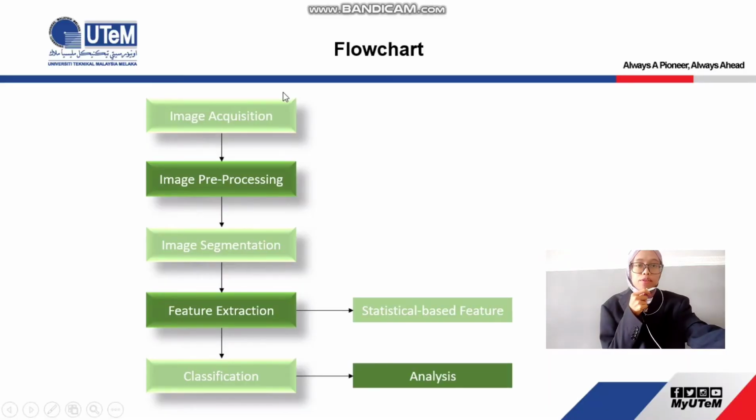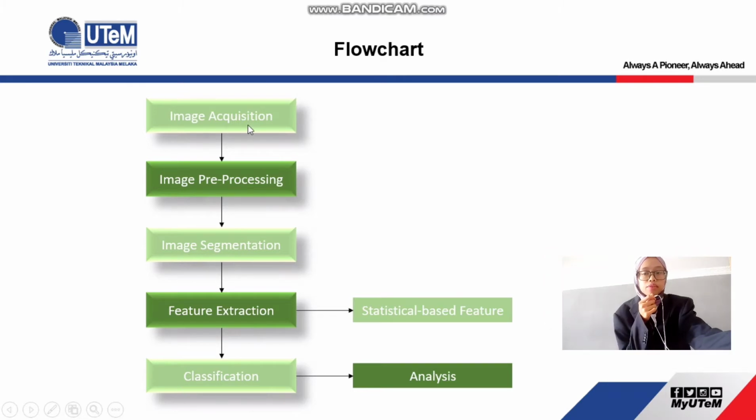This is the flowchart for my project, which includes the image acquisition, image pre-processing, image segmentation, feature extraction and classification. The first step for this project is to acquire the image of the leaf. In this project, the Kaggle dataset was used, which contained 4,089 images of 4 different leaf species. It contains images of plant leaves which are in .jpg format.